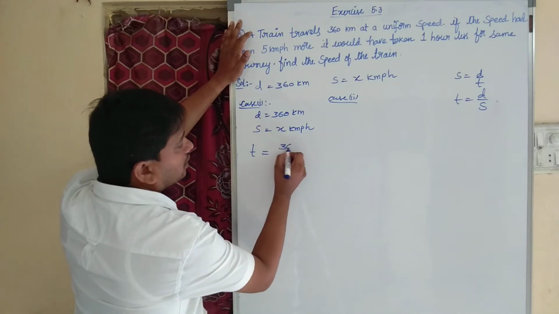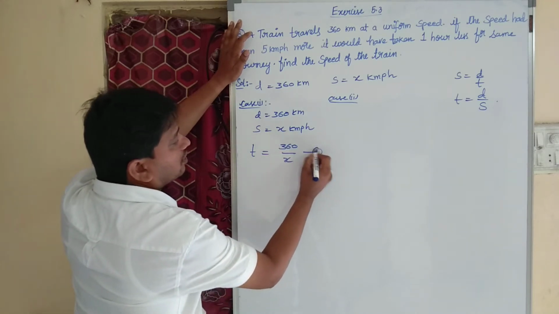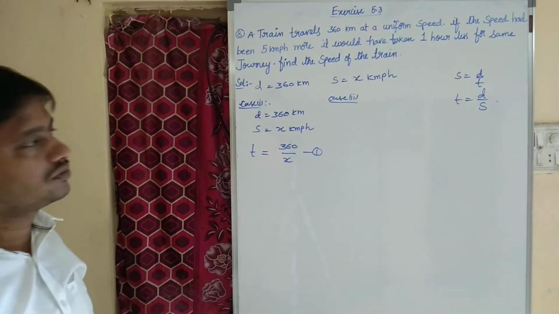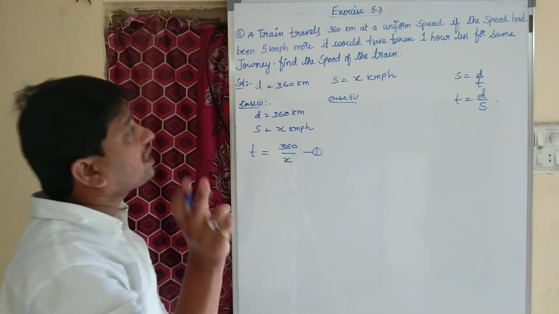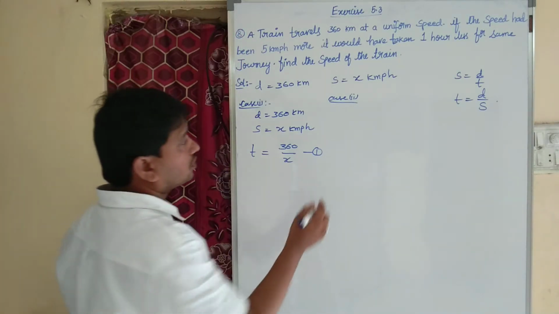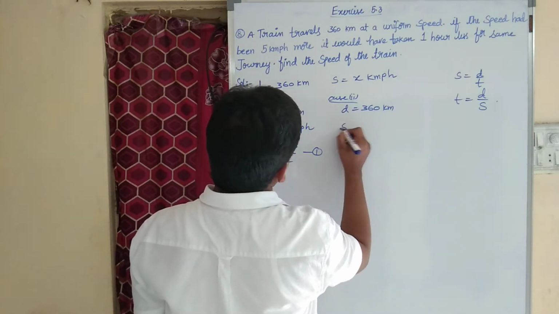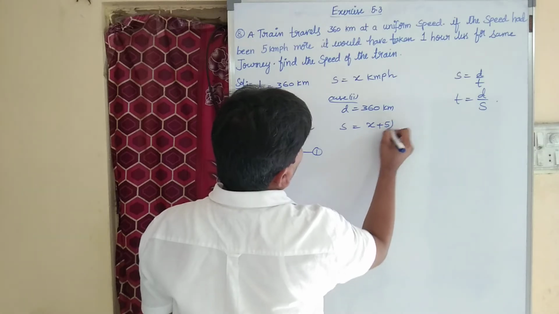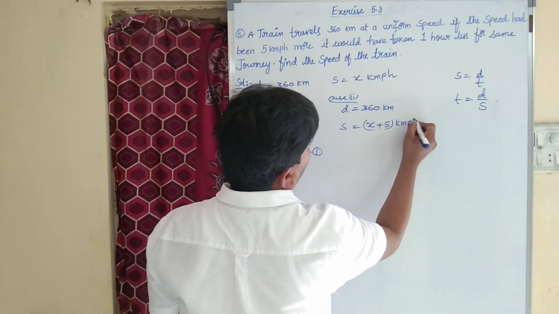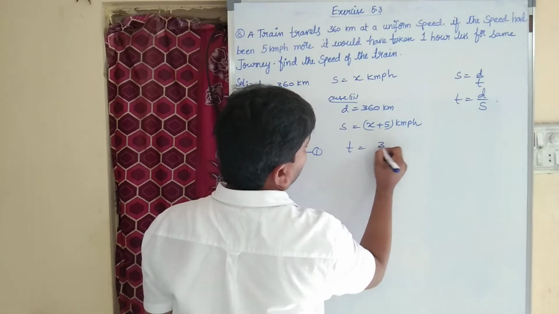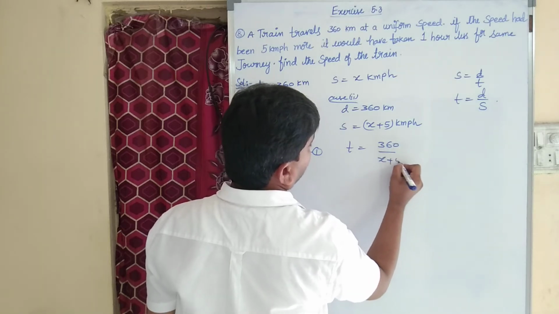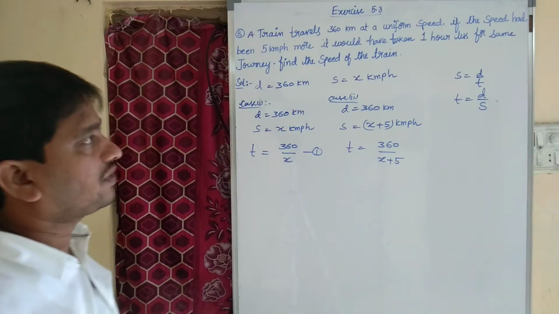Time equals distance by speed. This is our first case. Now the second case, speed has been 5 km per hour more. So the distance is the same, 360 only, and the speed is now x plus 5 km per hour. Then what about the time taken? Time equals distance by speed, 360 by x plus 5.